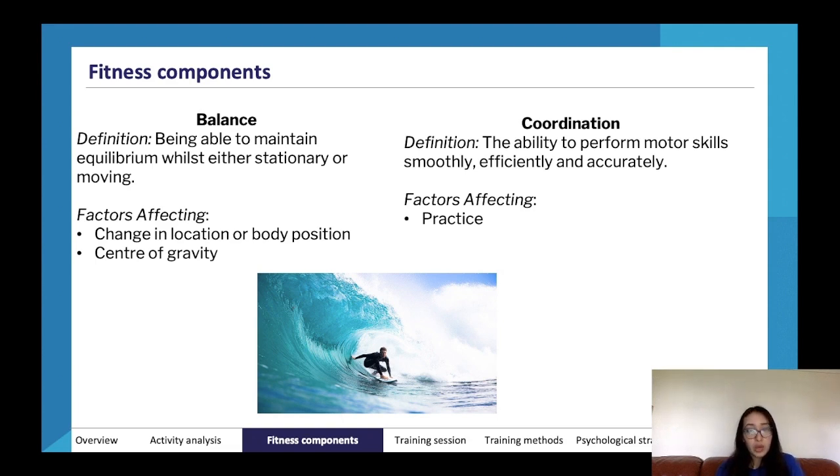Okay, finally we have coordination, and this is the ability to perform motor skills smoothly, efficiently, and accurately. Factors include practice, cognitive ability, and concentration as well. Nothing much here, but make sure you do understand those factors.